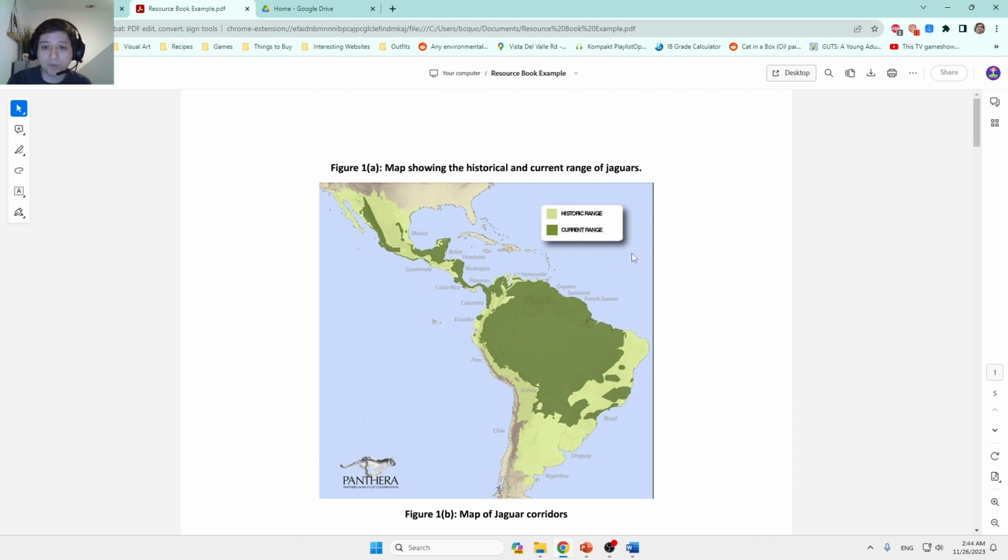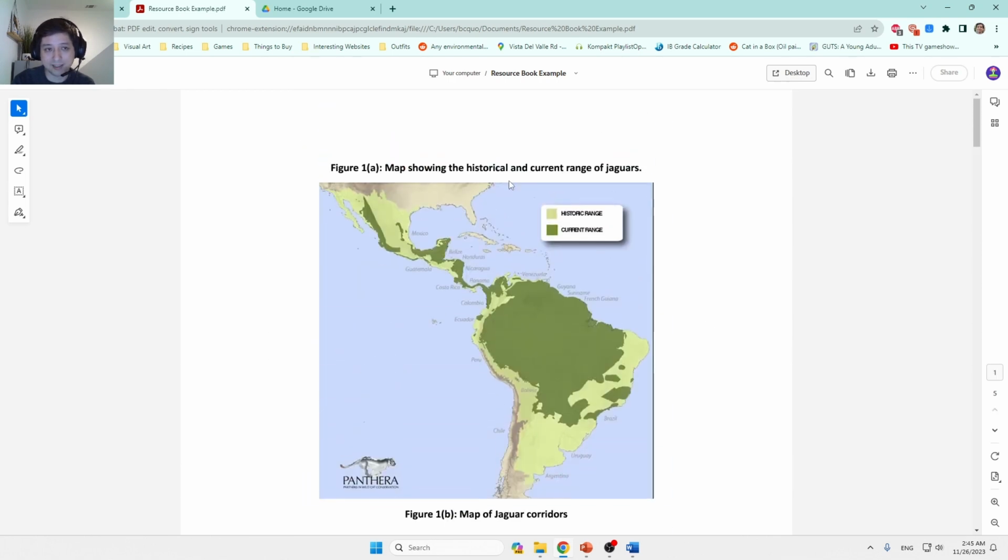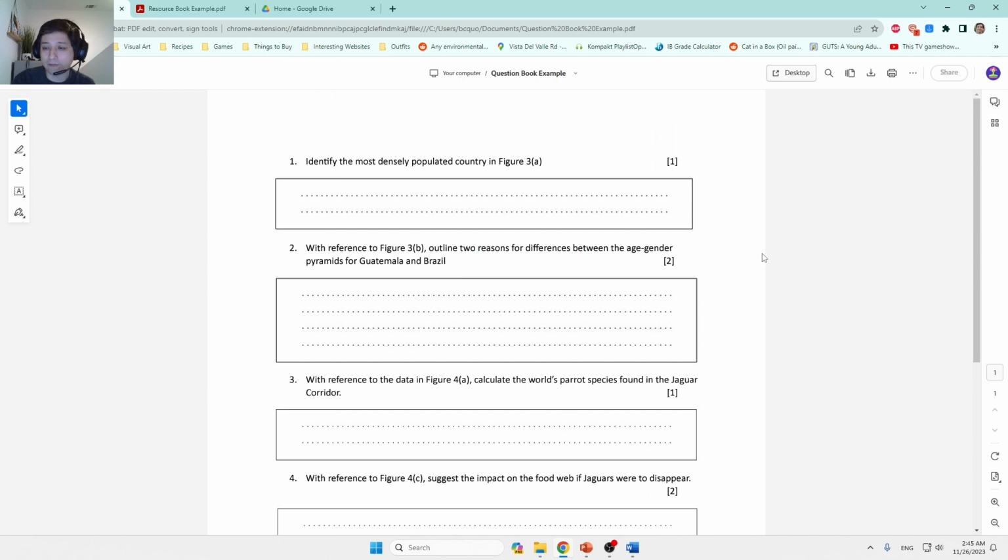To do that, they're going to give you many maps, charts, facts, pictures, graphs, all sorts of different things. And it's in two parts. So you'll see this is a resource booklet. This is where you get the maps and charts and facts. And then you'll have a question booklet, where you answer the questions. So they'll give you two parts of the test.